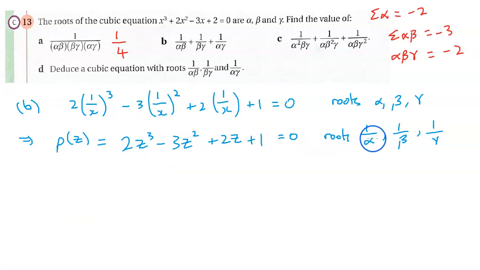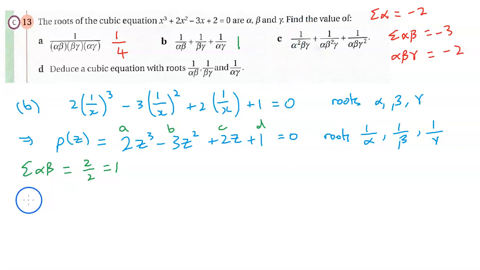Anyway, we know that the sum of any two of the roots should be equal to our c divided by a. So this is a, this is b, this is c, this is d, and we know that the sum of alpha beta is equal to c divided by a, so that's 2 divided by 2, which is equal to 1. And so that is actually the answer to part B. Must be 1.